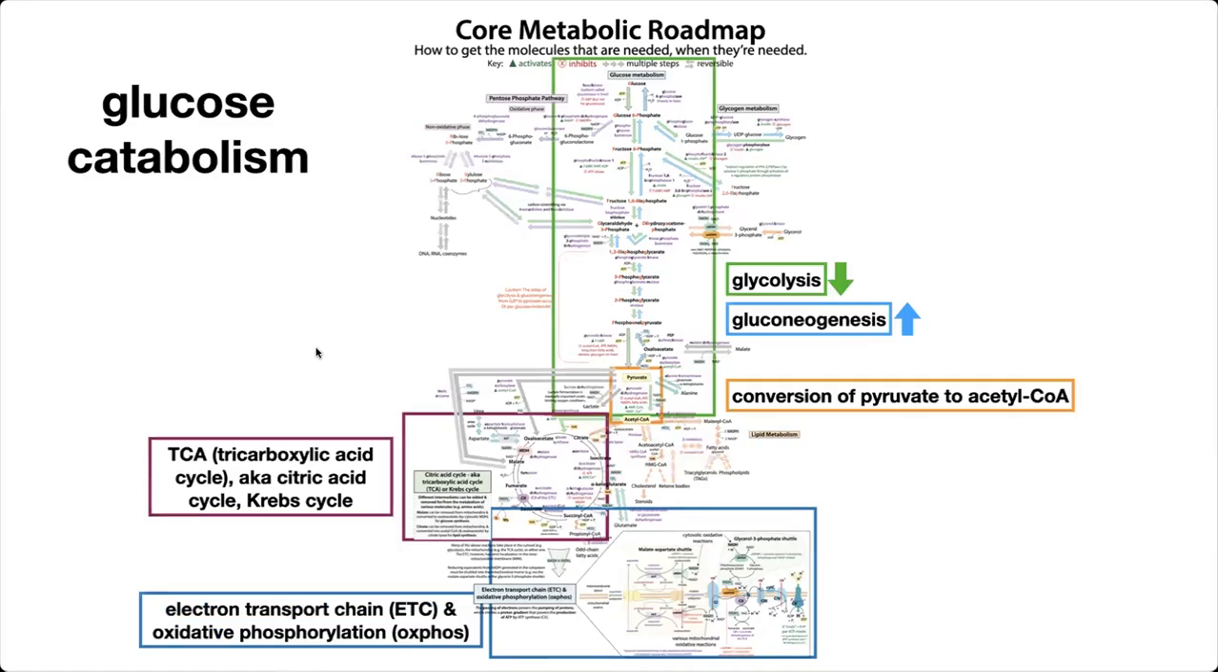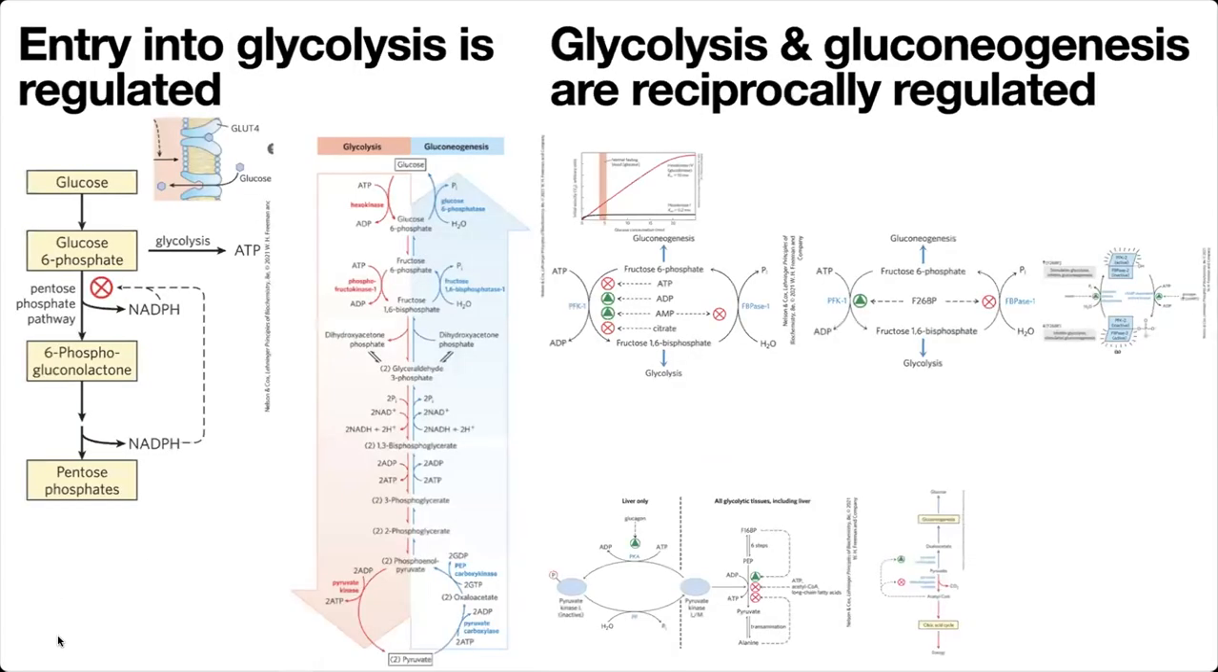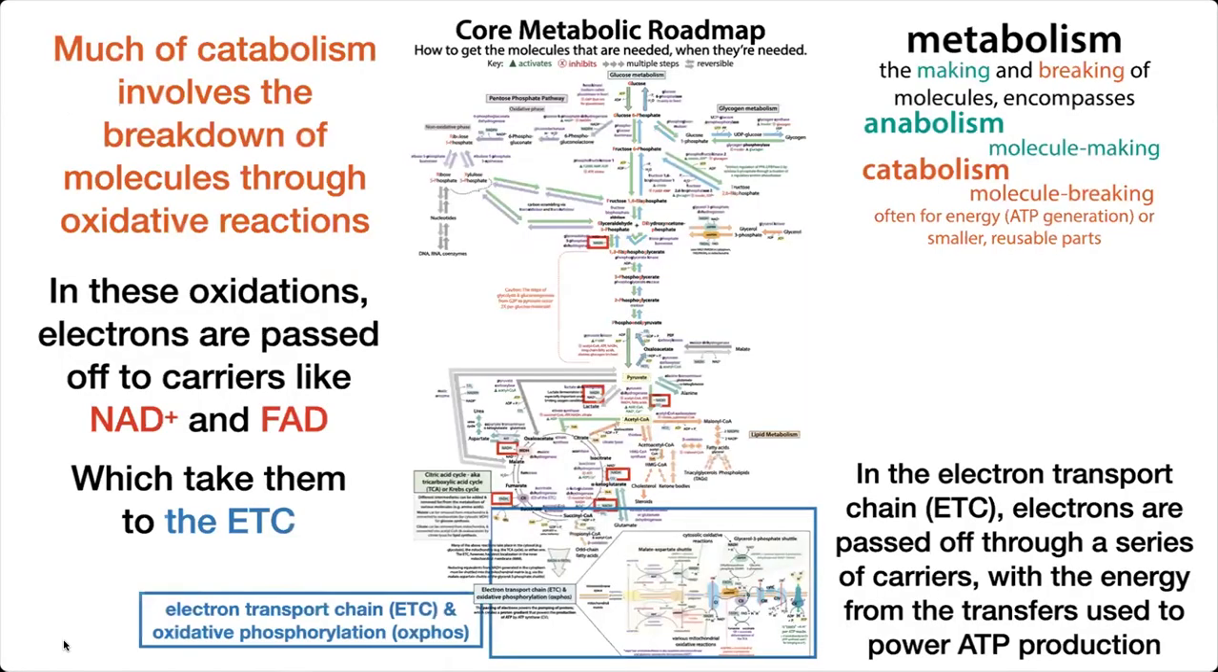Metabolism can be really complicated, but it actually is really logical. And by focusing on the logical principles of metabolism, things like the chemical logic of pathways and the thermodynamic logic, as well as the logic of how it's regulated, can help us understand metabolism as a whole and apply concepts to new scenarios.